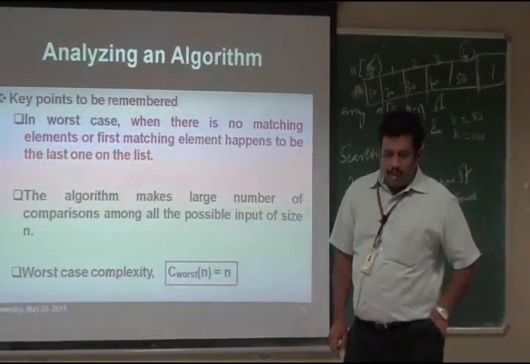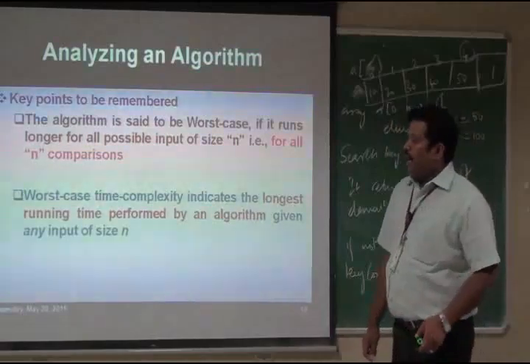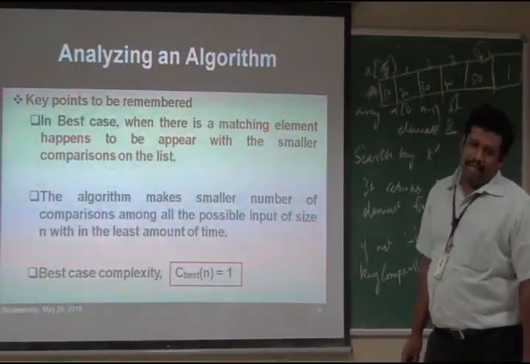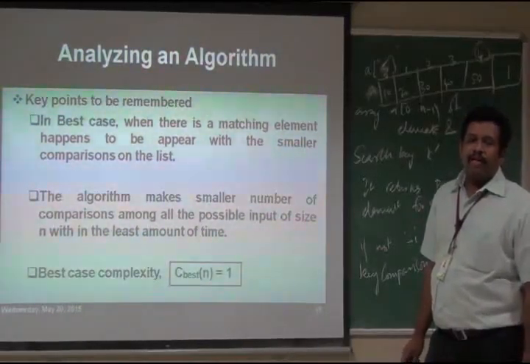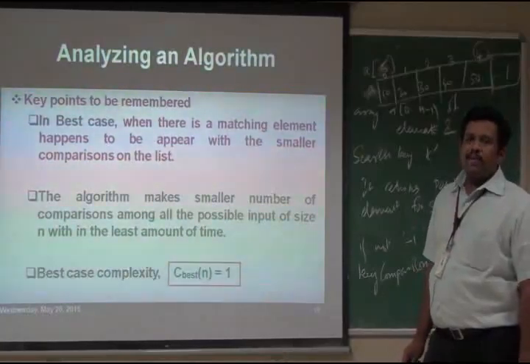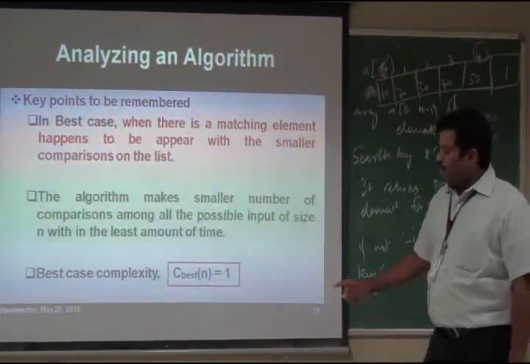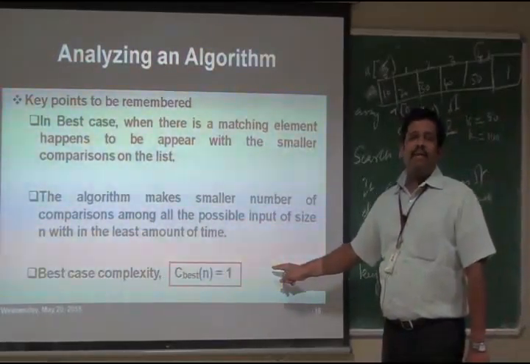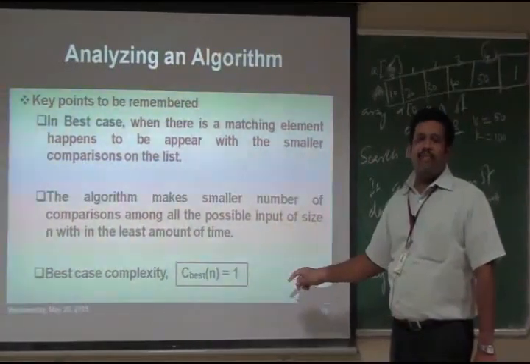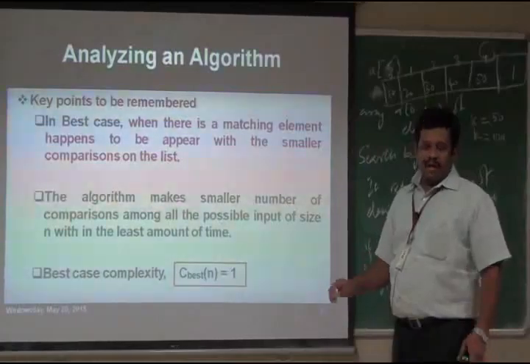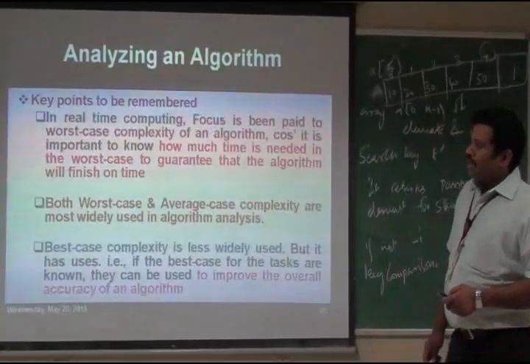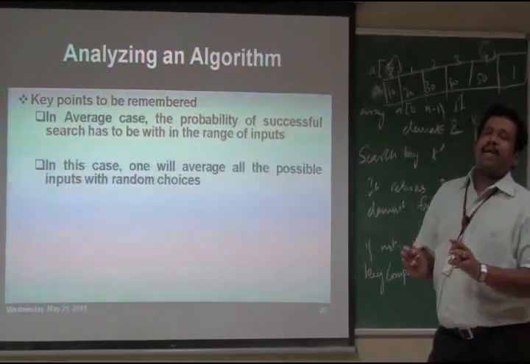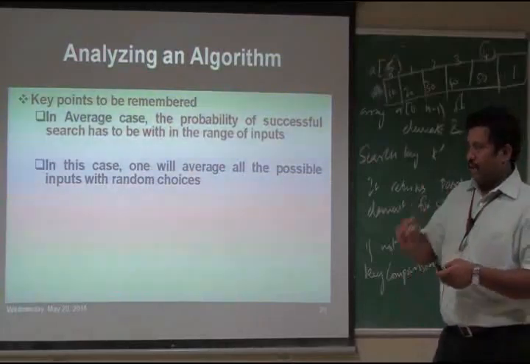The next one is best case complexity. An algorithm is said to be in the best case when it takes only a few comparisons. If a data item is found within the first few comparisons of the list, it leads to the best case. Technically it is represented by C_best(n) = 1. Here 1 doesn't mean that it takes only one comparison; it takes only a few comparisons. Within a few comparisons of the list, you will have a successful search. The next one is average case analysis. Average case is based on the probability of a successful search, which lies between the best and worst case scenarios.